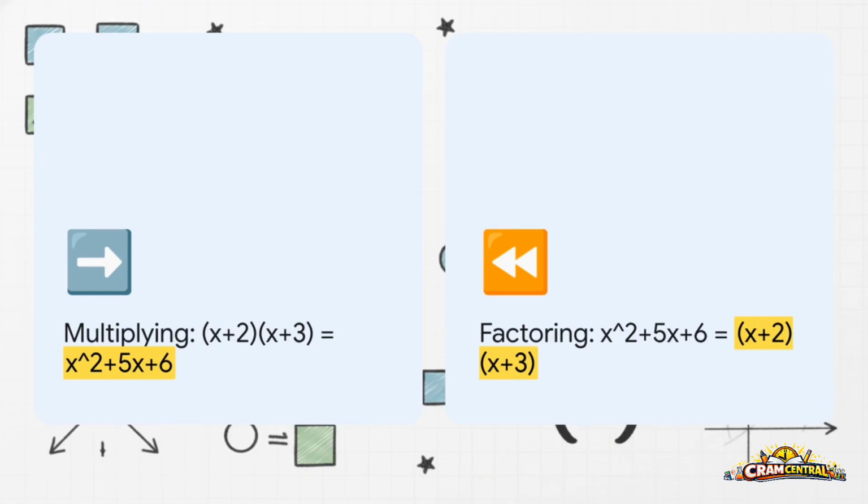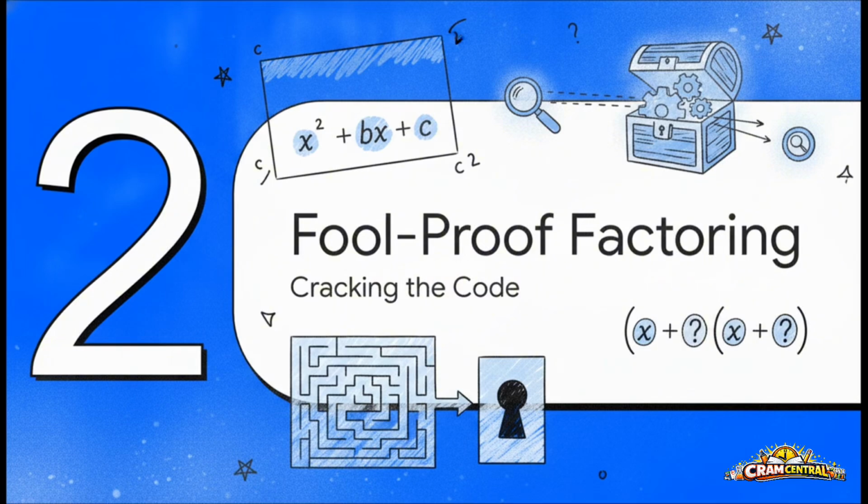That's a forward action. But take a look at the right side. That is factoring. It's the actual detective work required to reverse that exact same process and find our original ingredients. It's kind of like unbaking a cake. Section 2. The foolproof factoring method, cracking the x squared plus bx plus c code.